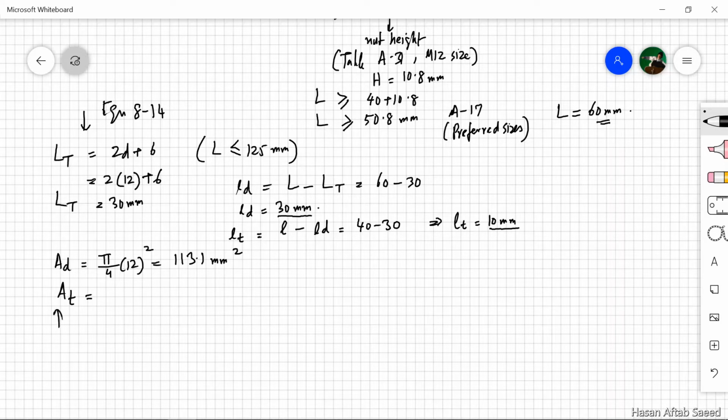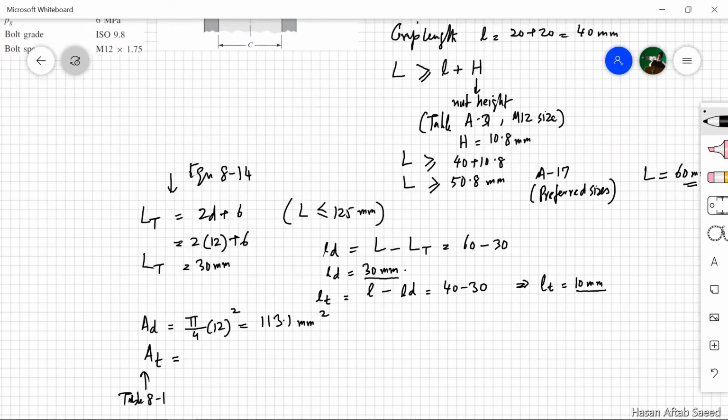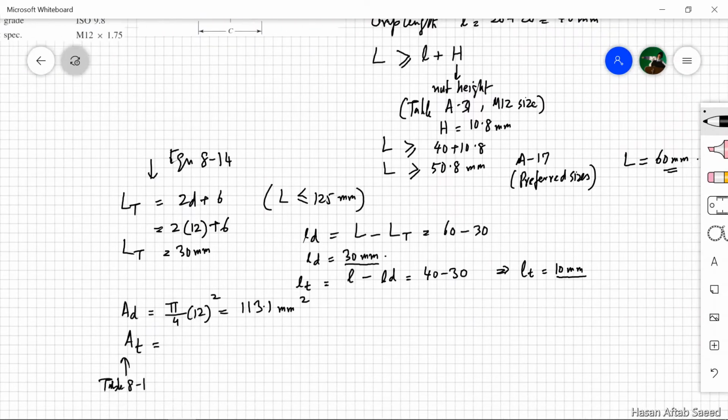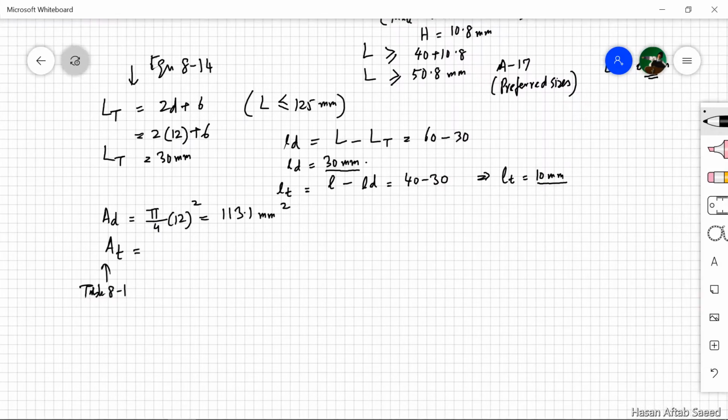Read it off the table, 8.1, against a size of M12. Make sure that you read it against M12 into 1.75, the pitch, because the tensile stress areas are different for different pitches. So this turns out to be 84.3 square millimeter.